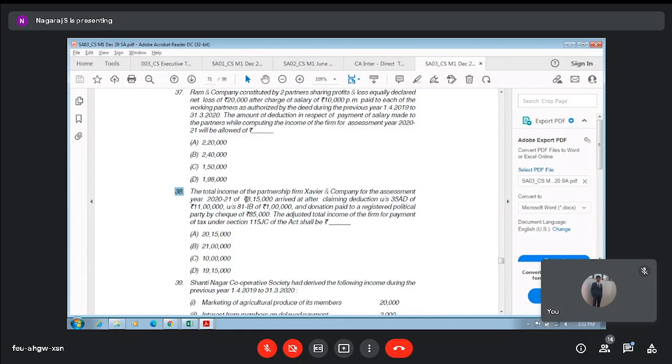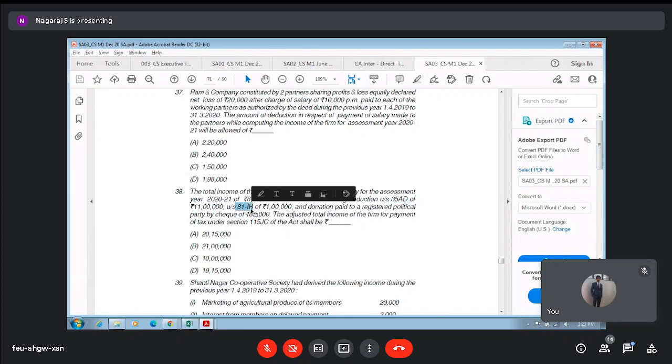Of rupees 8 lakh 15,000, arrived after claiming the deduction under 35AD. Will AMT come or not? It will come. Why? Because they have taken 35AD.